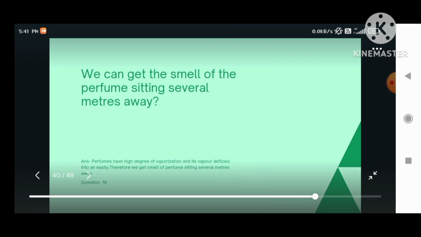We can get the smell of perfume sitting several meters away. Perfumes have a high degree of vaporization and their vapor diffuses in air easily. Therefore, we get the smell of perfume sitting several meters away also.